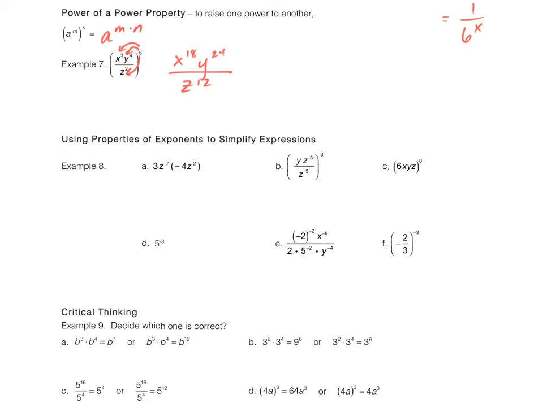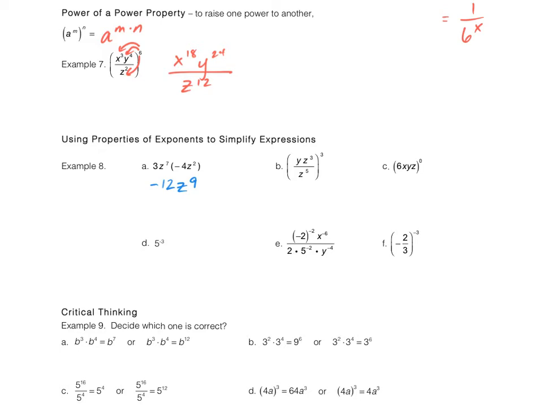Now we're going to look at using these properties to simplify some expressions. In 8a, we're going to take 3 times negative 4, which is negative 12, and then we're going to apply the product rule for exponents. So it's the same base, z, and then 7 plus 2 is 9.